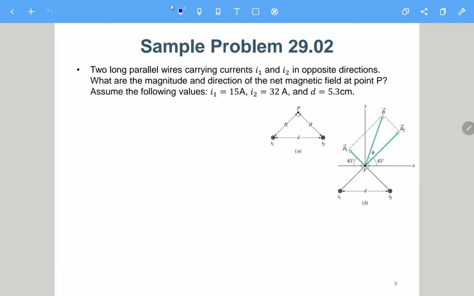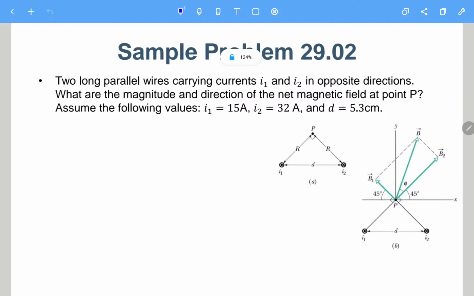Okay, so next we consider another case. Now we have two long parallel wires carrying current I1 and I2 in opposite directions. You can see in this figure, for I1 it is a dot, so it is pointing out of the page, and I2 is a cross, so this current is pointing into the page.